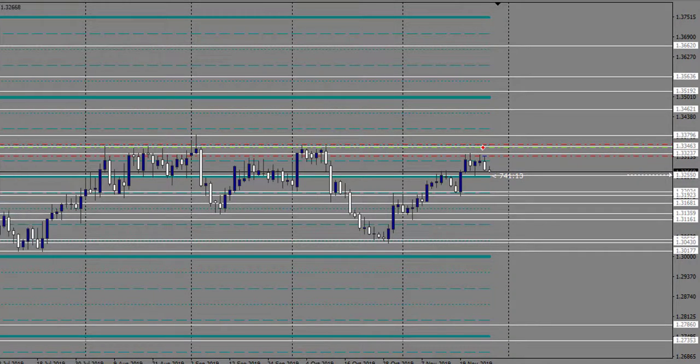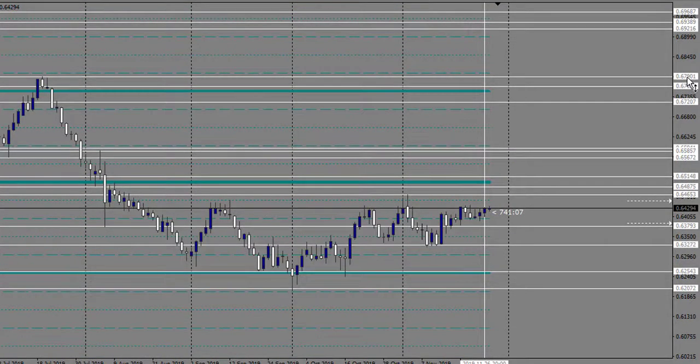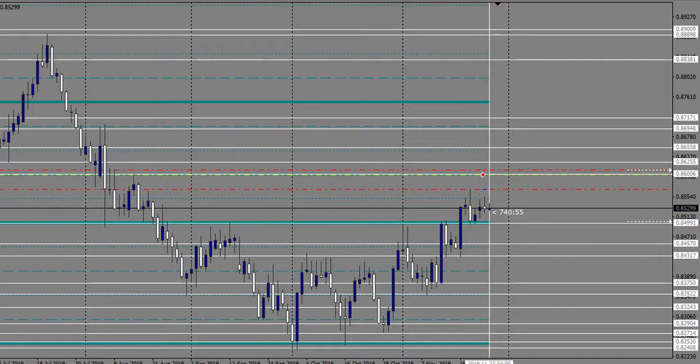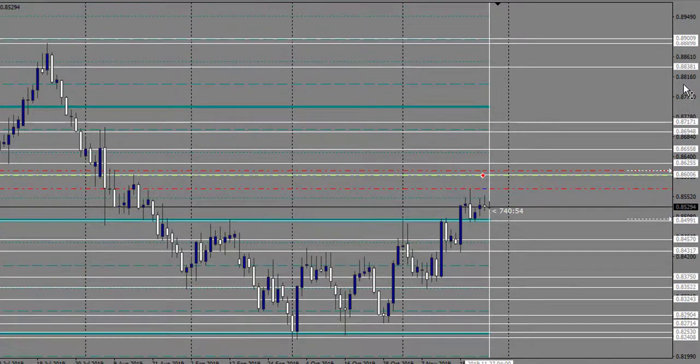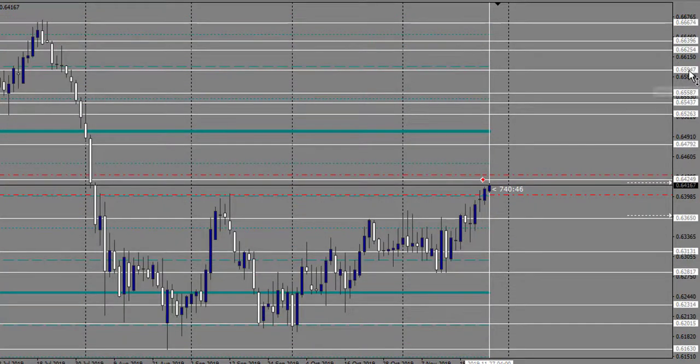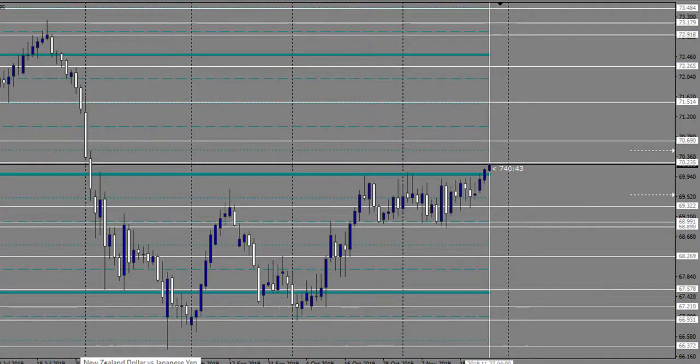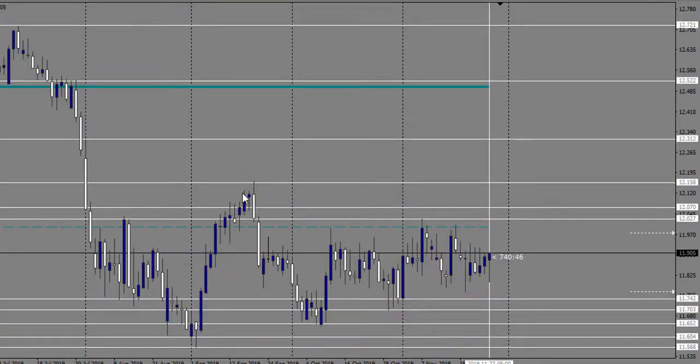Let's look at NZD, and we will use 2% per trade every time. So NZD USD, now NZD CAD, all the white lines, NZD CHF, NZD JPY, NOK JPY.